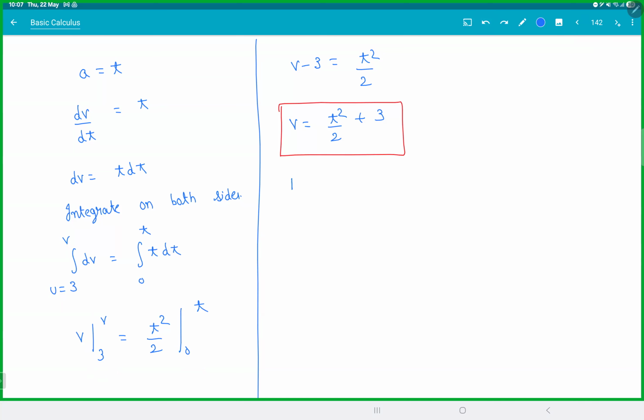Once you got this, then what? v is dx by dt. So double integration, everyone. t square by 2 plus 3. Send dt that side. So dx will be t square dt by, I'll just take half outside, plus 3 dt. Integrate on both sides.